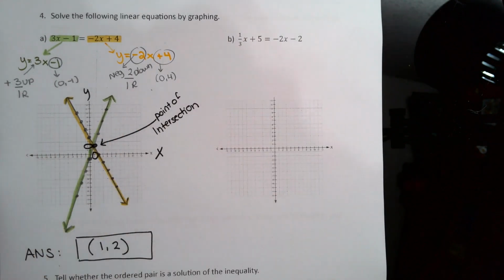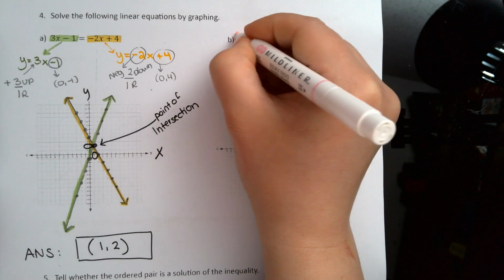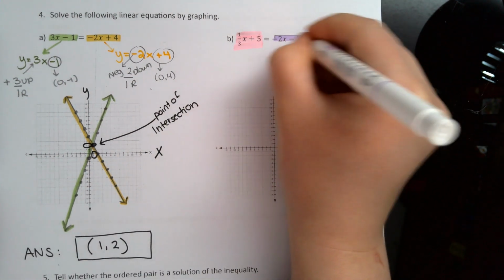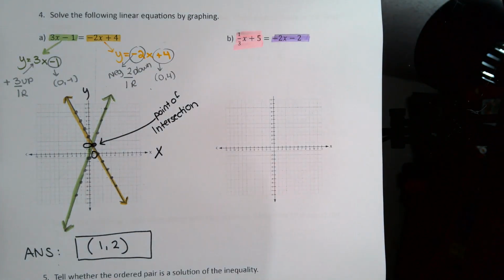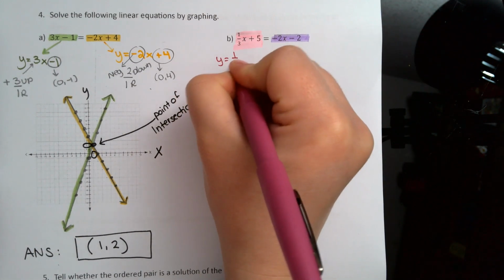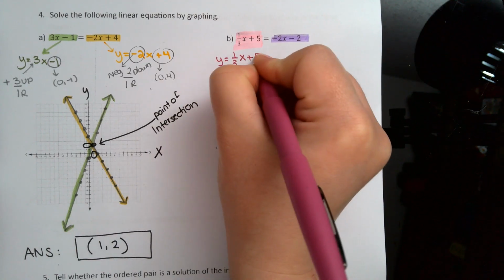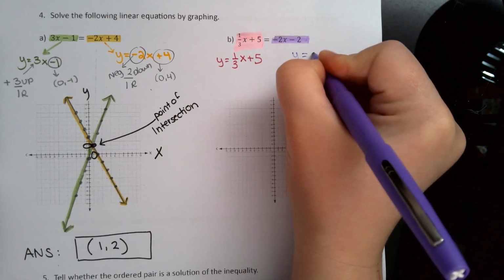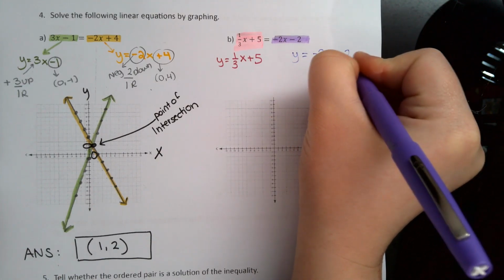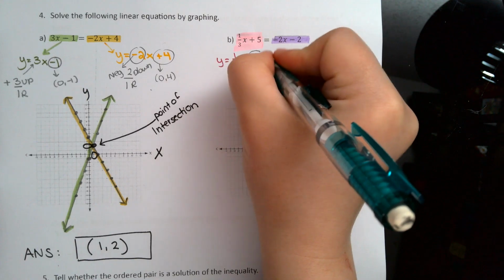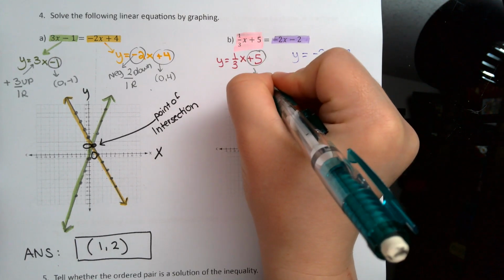Same thing on B. Let's go ahead and separate them out, giving each one a y equals. So we got y equals 1/3 x plus 5. And we got the other one as y equals -2x minus 2. Let's identify our start and our slope. So our start for the pink one is 0, 5.